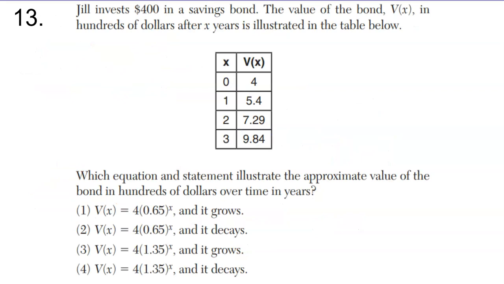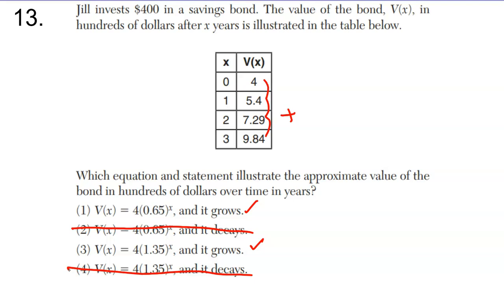Jill invests $400 in a savings bond. The value of the bond in hundreds of dollars over X years is illustrated in the table below. So let's see here. This is increasing. It's definitely going up. So I'm going to say here, it grows, it decays. Nope. It grows, it decays. Nope. All right, so I only have to choose between these two.